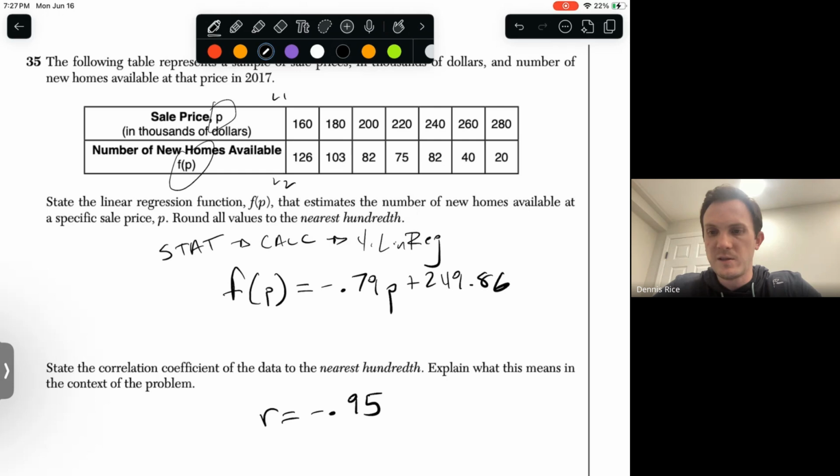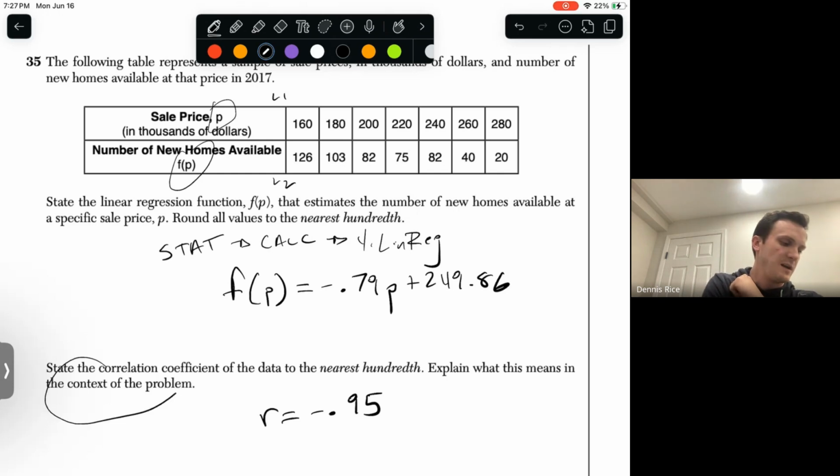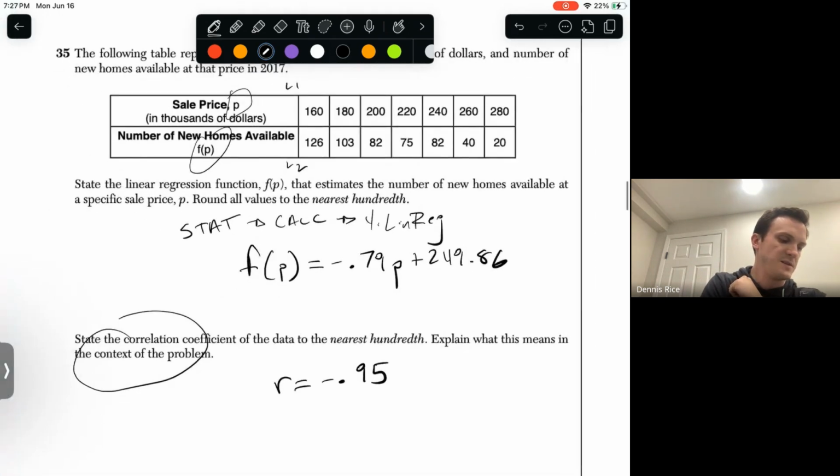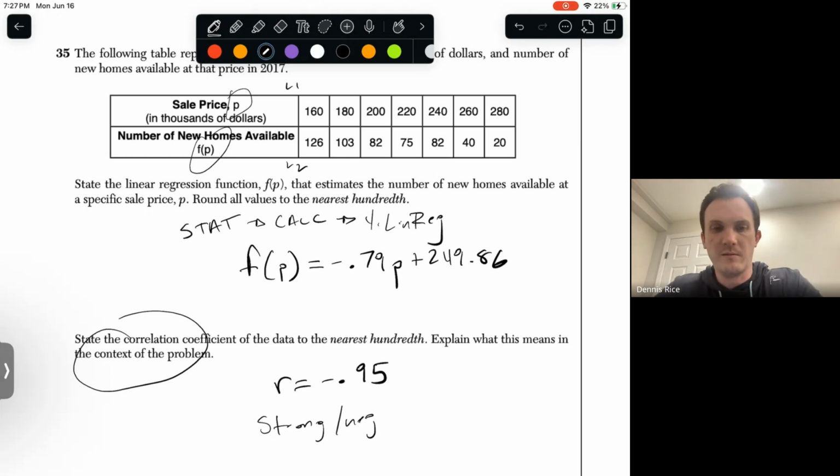Strong negative, Isabella says? Yep, excellent. Strong because it's close to the boundary, right? 1 or negative 1, doesn't matter. Negative because obviously it's a negative number. And then anytime you see in context, you just basically reference the nouns in the problem. So you say it's strong, negative, between sale price and homes available. You just literally throw those nouns in with an "and" in the middle.